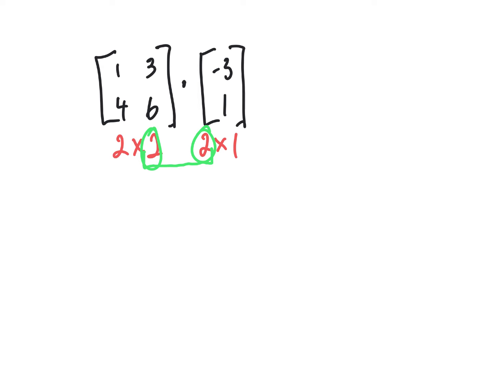The leftover numbers, here and here, this describes the new matrix that we'll get when we find the answer. It will have 2 rows and 1 column. Okay?